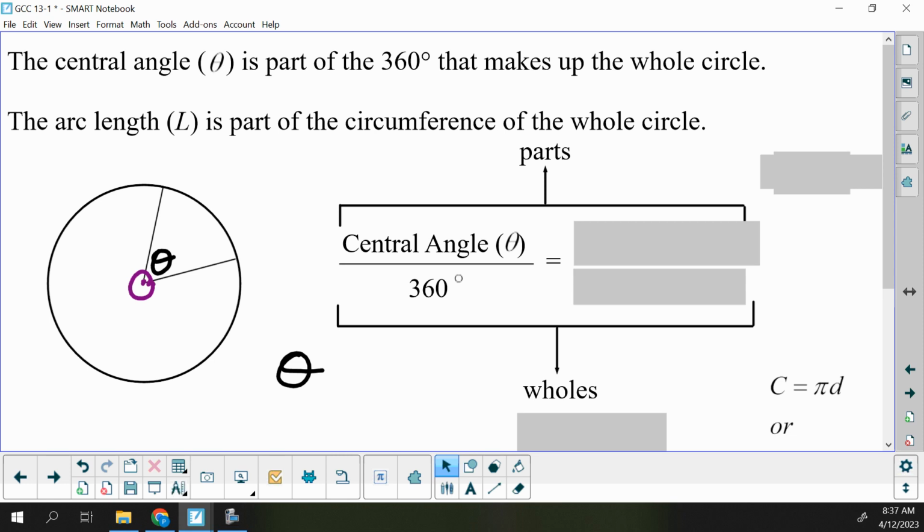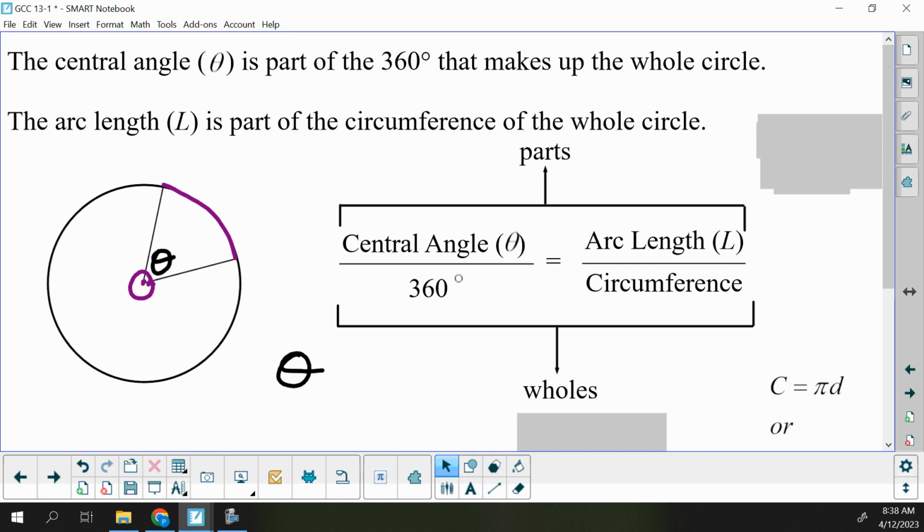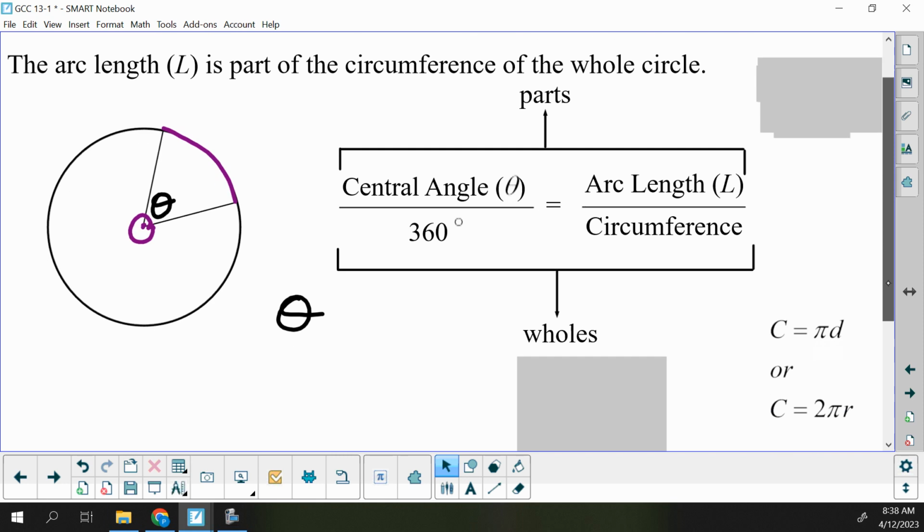On the right, we're going to again do a part over a whole. Now we want to find in this setup the arc length, which is the crust of a slice of pizza. So that's part of the whole circumference, so that's going to go on top of the other fraction. So we'll have arc length, and we'll often use a capital L to abbreviate that. Well, the arc length is the part of what thing? The arc length is part of the entire circumference, so on the bottom of that fraction we will have circumference. So the tops are parts, the bottoms are wholes.